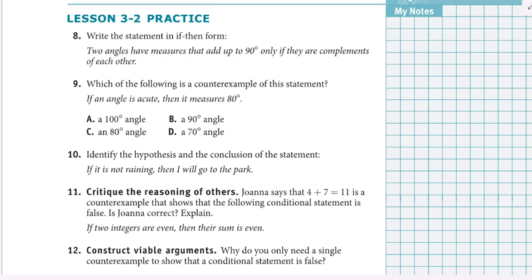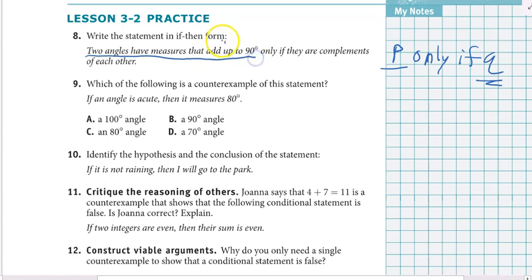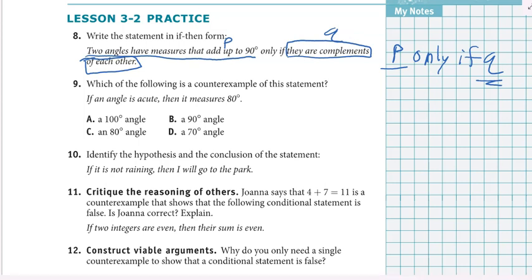So if you go back a couple of pages and look at the notes, one of the examples that we had was P only if Q. So I know the part here is P, the hypothesis, and the part here is the conclusion. So I have P, my hypothesis, only if Q, the conclusion. So write it in if-then form. If two angles have measure that add up to 90, then they are complements of each other.